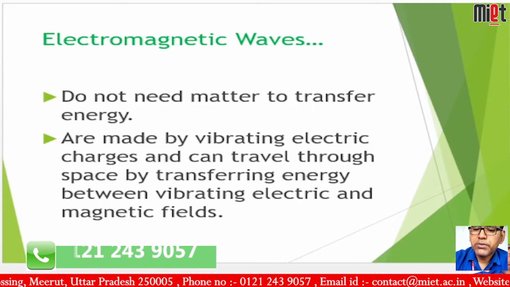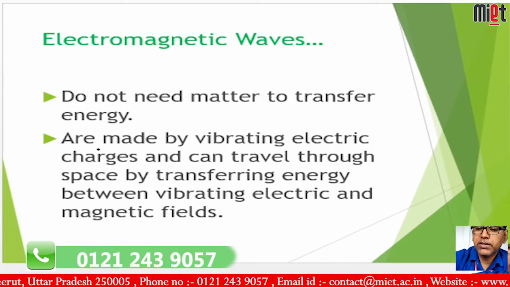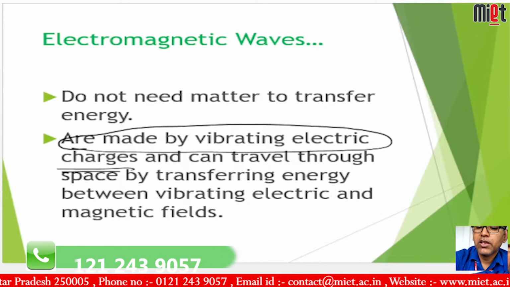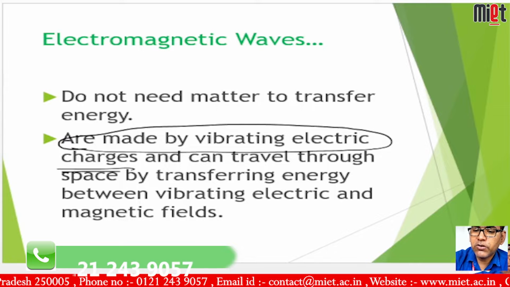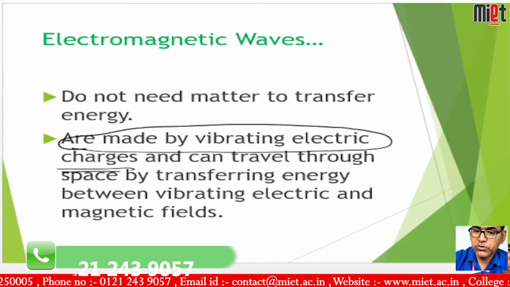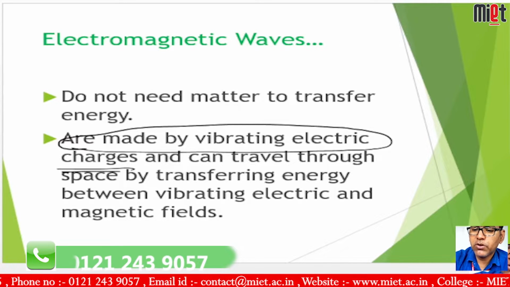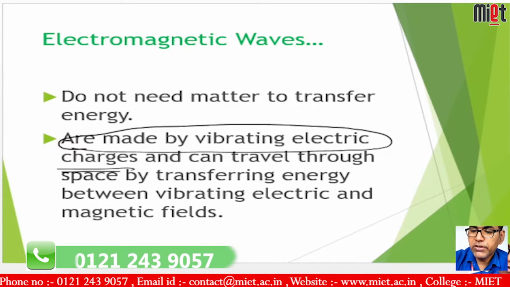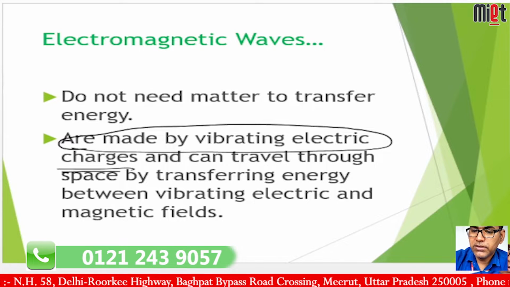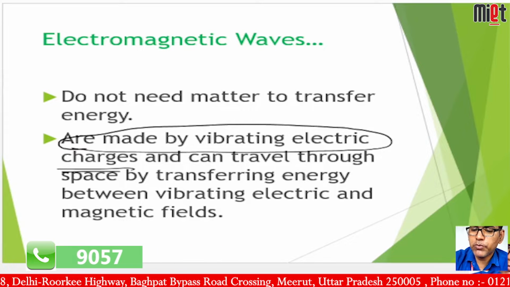Now, electromagnetic waves are made of vibrating electric charges. For an electromagnetic wave, you need vibrating electric charges. Vibrating electric charges means electrons should move back and forth, with variable speed. The movement should be such that electrons move with time-varying speed. If there is acceleration or deceleration, then you will be able to get an electromagnetic wave. If there is no acceleration, you will not get an electromagnetic wave.